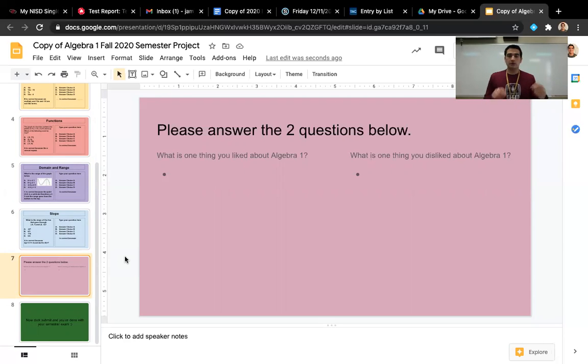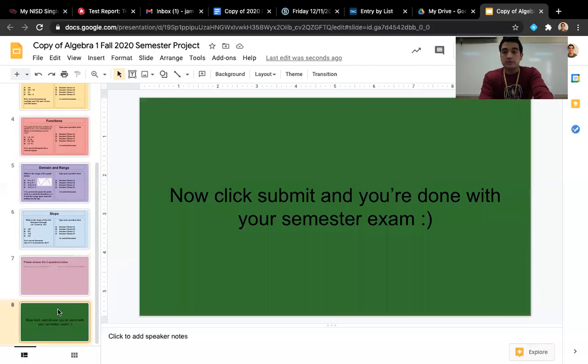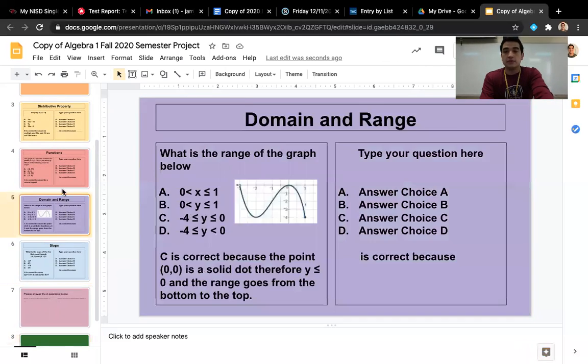This is just one thing you liked about Algebra 1, one thing you disliked about Algebra 1. The reason I do this is because I don't really know how long we're going to be virtual, but I need to at least get an idea of what worked this semester, what didn't work, what do y'all like to do, what do you not like to do, so that next semester you can make it better. You're always trying to be better. And that'll be it. You only need to do this 4 times.